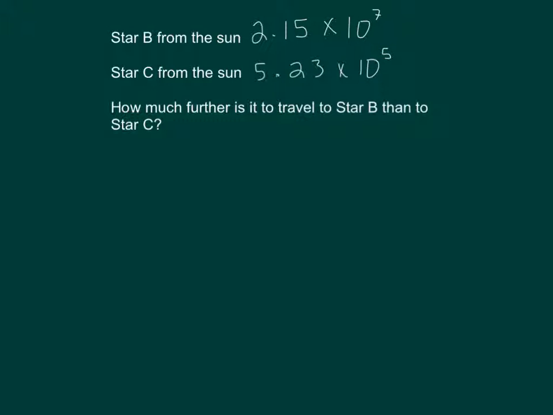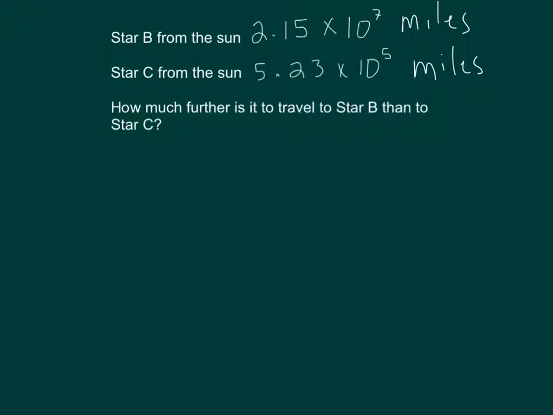Hey guys, today we're going to review how to add and subtract decimals that are in scientific notation when they are in word problems. So here's our first word problem. We have the distance of star B from the sun and star C from the sun, and these are both in miles.